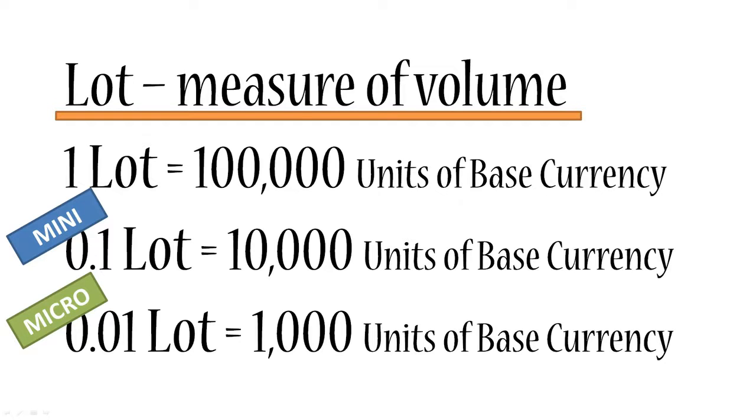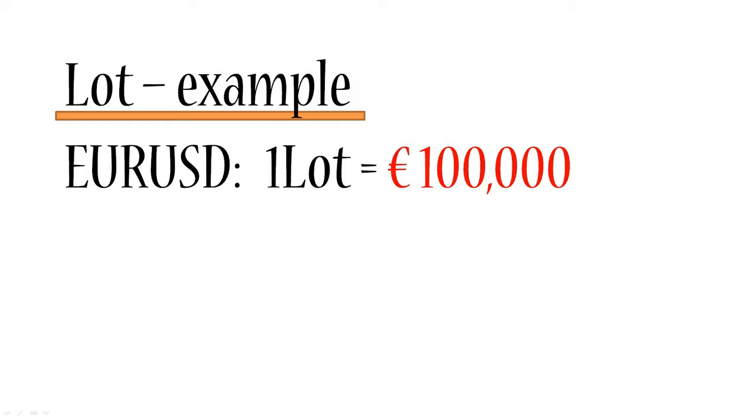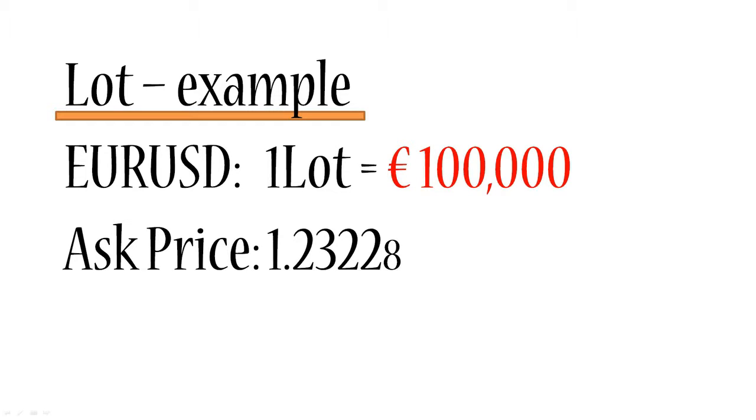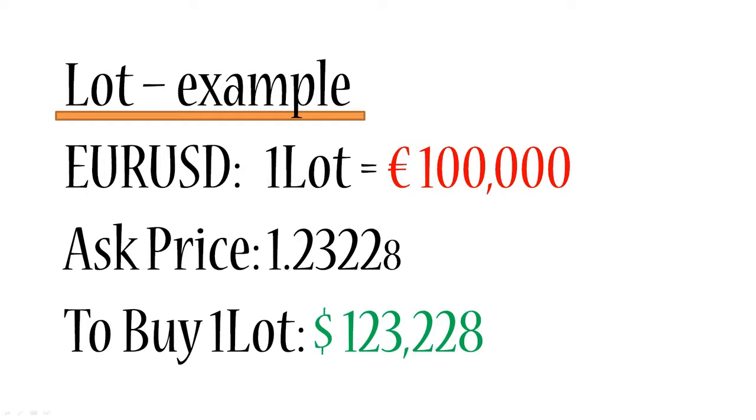So let's have a look at an example. For instance, you want to trade the EURUSD and you want to conduct a buy transaction with the volume of 1 lot. That means that you will be buying 100,000 euros in that one transaction. The ask price with your broker is currently 1.23228, and that means that in order to buy 1 lot of EUR/USD, you need 123,228 American dollars on your account.